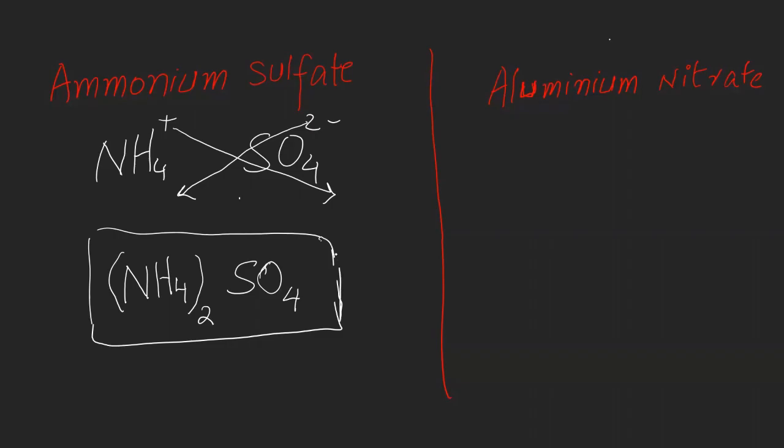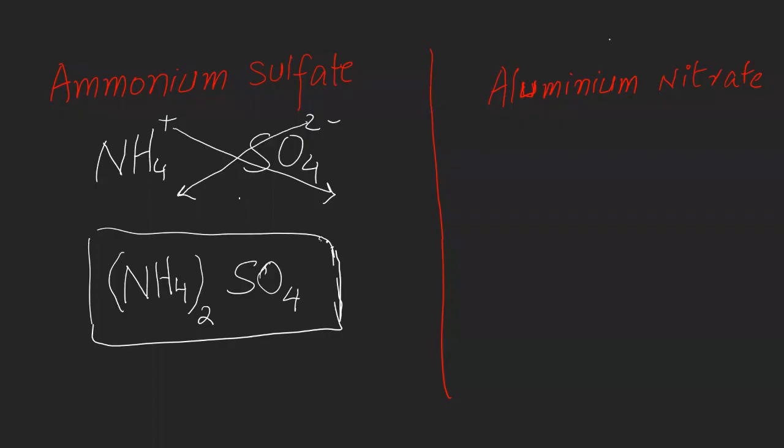We use the same crisscross method. Just make sure that there is a bracket if the polyatomic anion or cation is present more than once. We must have a bracket.